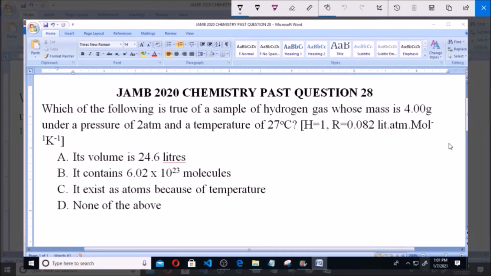Which of the following is true of a sample of hydrogen gas whose mass is 4 grams under a pressure of 2 atm and a temperature of 27 degrees Celsius? H, that is the molar mass of hydrogen, is 1. The molar gas constant is 0.082 liter atmosphere per mole per Kelvin. Now A says the volume is 24.6 liters. B, it contains 6.02 times 10 to the power 23 molecules. C, it exists as atom because of temperature, and D says none of the above.